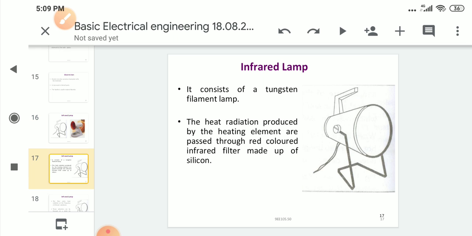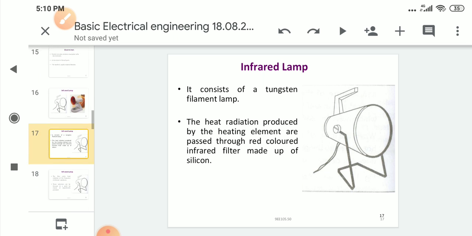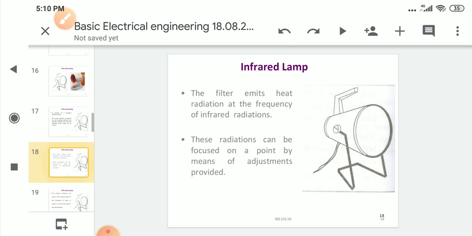It consists of a tungsten filament lamp. The heat radiation produced by the heating element is passed through this red color. It has some filters made of silicon. This filter emits heat radiation at the frequency of infrared radiation. This radiation can be focused on a point by means of the adjustments provided.